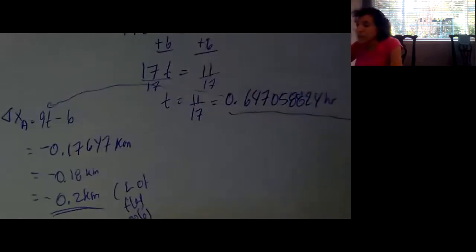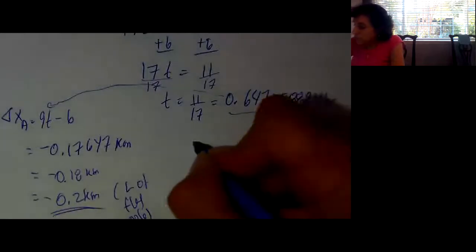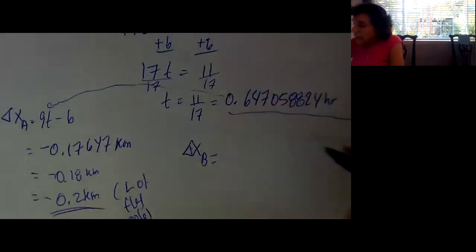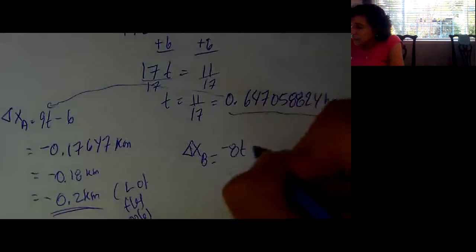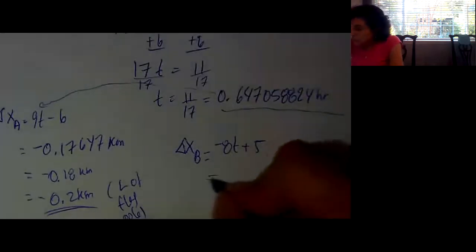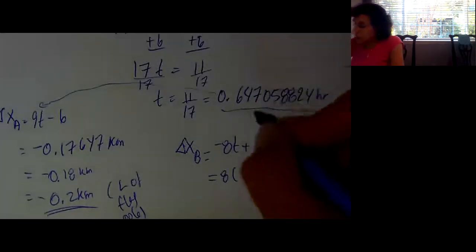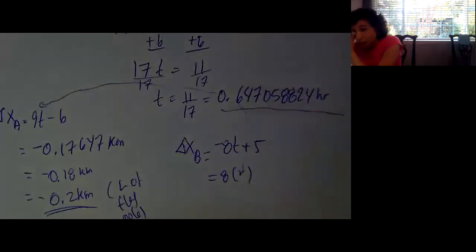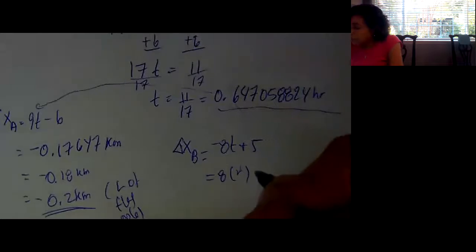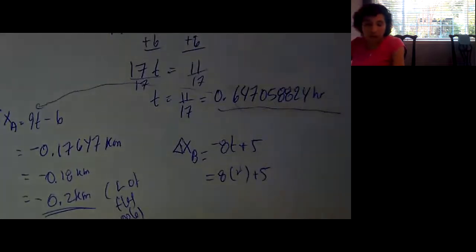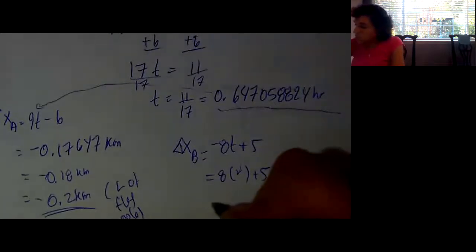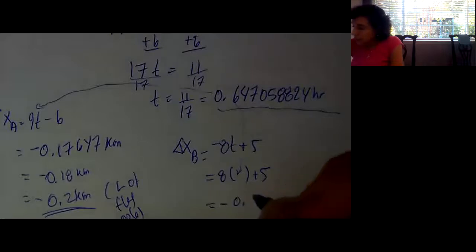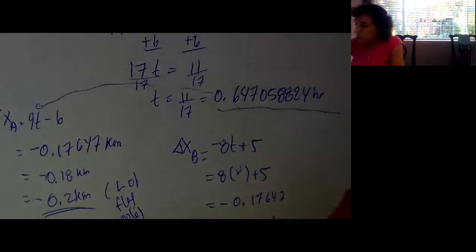Now let's say you're not so sure it would have worked if I used the other equation. So let's do it. Proof is always good. What is it for the B guy? The B guy is negative 8t plus 5. So I'm going to go negative 8 times that huge number, all that in here. That's why you leave it in your calculator. I want you to have your own scientific calculator. And plus 5. There you go. And would you believe it, lo and behold, you get the same thing, negative 1.7647, etc. So that's about negative 0.2 kilometers.